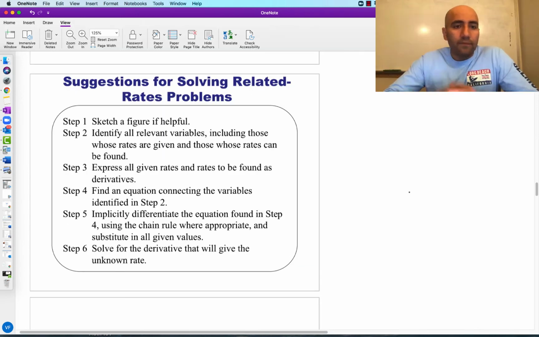Okay, read your question. Then step 1, sketch a figure if helpful. Draw a little something. It doesn't have to be a great work of art, just the key points. You can draw a dot to represent a plane or a little box to represent a car. Just something that describes the word problem. Step 2, identify all relevant variables, including those whose rates are given and those whose rates can be found.